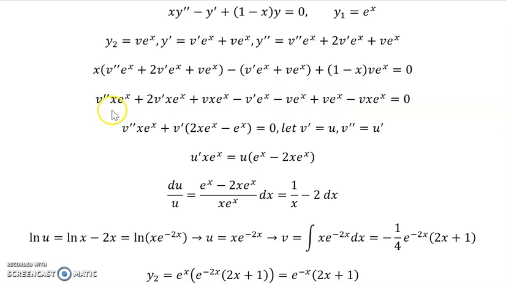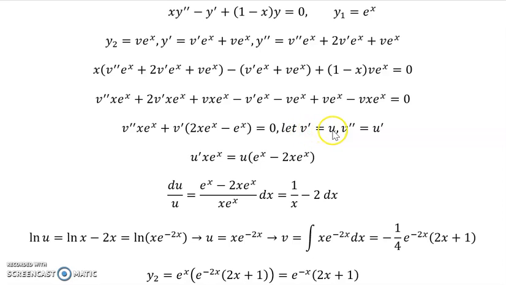And so what I'm left with is this term right here in v double prime, and this one in v prime. So I factored v prime out, 2x e to the x, and negative e to the x. And that's equal to 0. Now, in order to solve this differential equation, we now make a substitution.